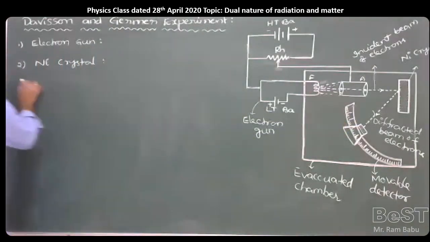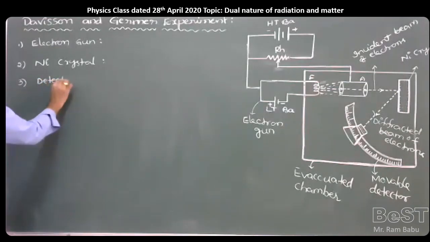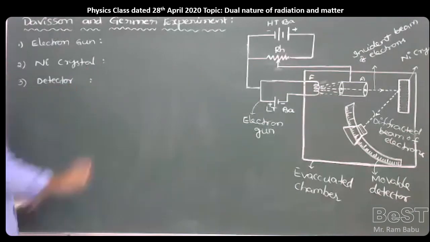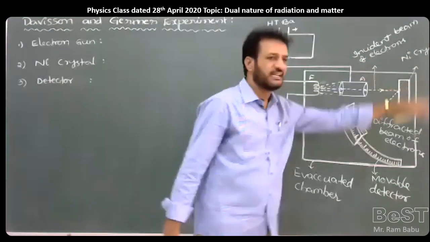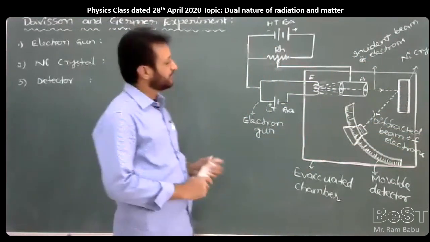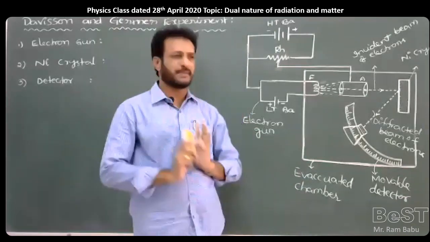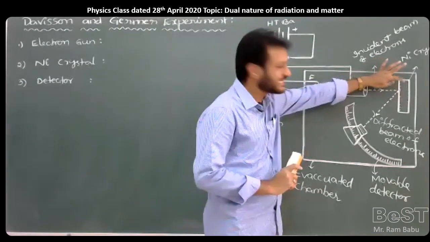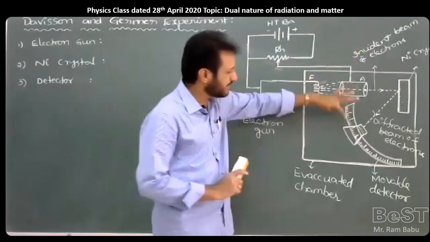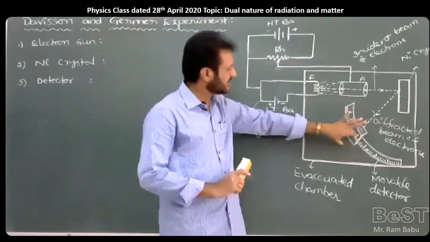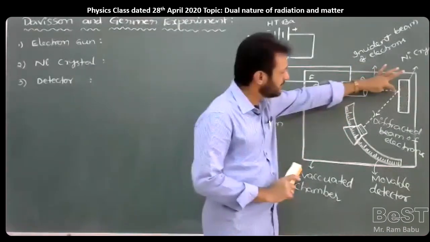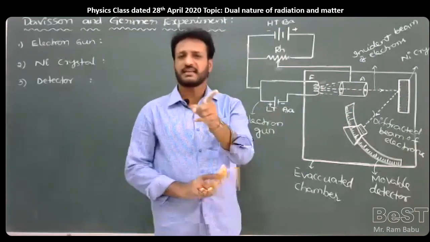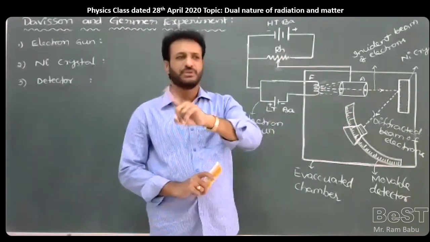So the important third part of the apparatus is the detector or collector. What is the function of the detector here? It is a mobile detector, so it can move 360 degrees. Throughout the crystal, the detector can move, and wherever we want, we can fix it at a particular place. The electron beam scattered from the nickel crystal is collected by the mobile detector. The mobile detector contains one scale and also one sensitive galvanometer. Once the electron beam is incident on it, the galvanometer gives a deflection, so some current is flowing through the circuit.